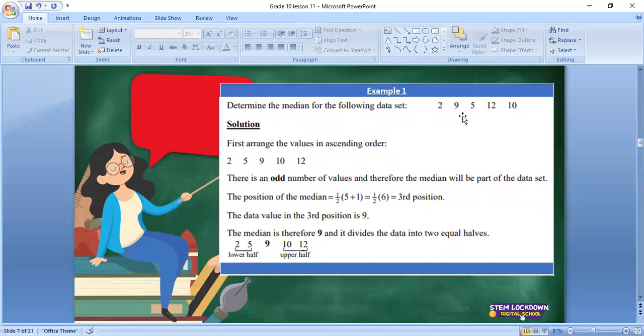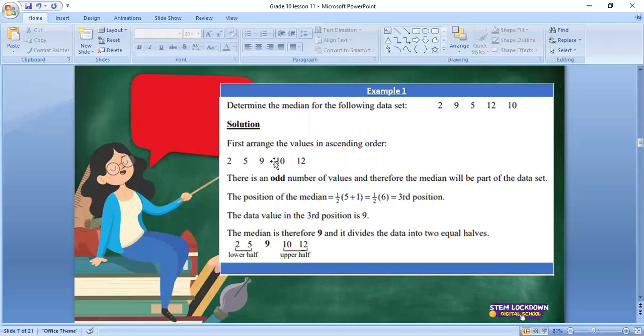The first thing to do is to arrange them in order. Put them in ascending order, which means from the smallest to the biggest. Rearranging them, we're going to have 2, 5, 9, 10, and 12. So the first thing to do: make sure your data are in order.